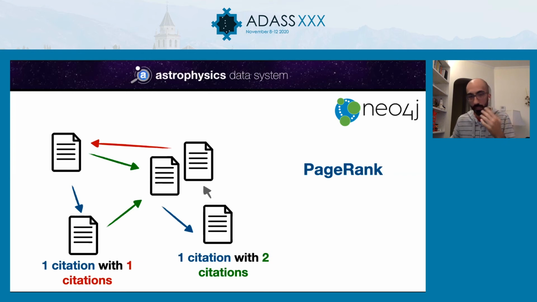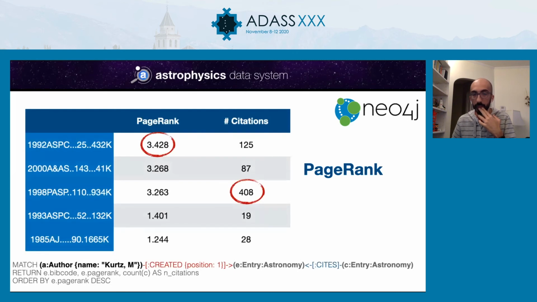To show an example, this is a query showing papers from a given author, and we are showing here the computed PageRank and the number of citations. And as you can see, they don't have to correlate. In this case, this author has a paper with some first level citations, but the impact that it has had and the importance that this paper has in this network is higher. So this is an interesting way of exploring the data.